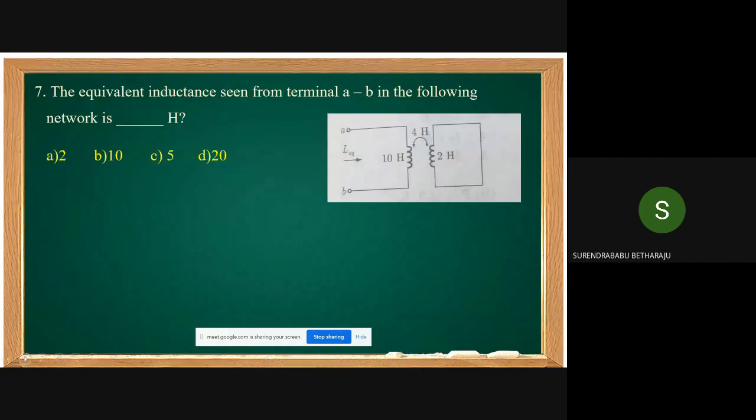Next. The equivalent inductance seen from terminal AB in the following network is. What is the equivalent inductance seen from terminal AB in the following network? Yes, come on, do this.